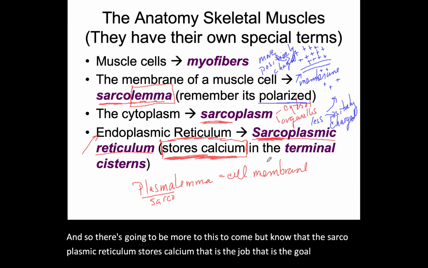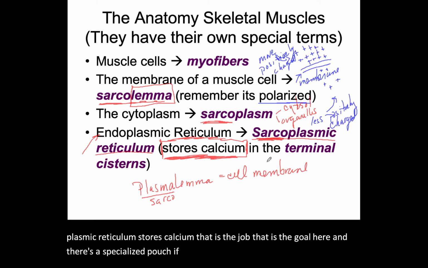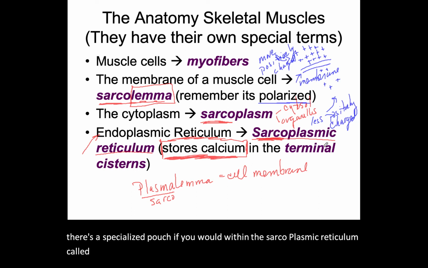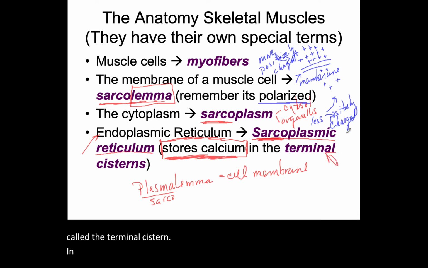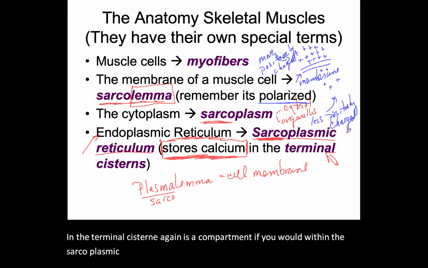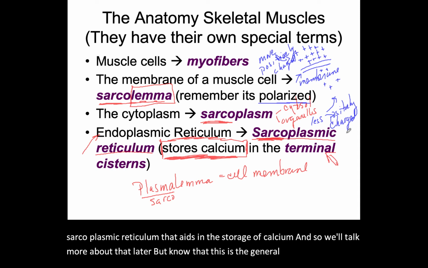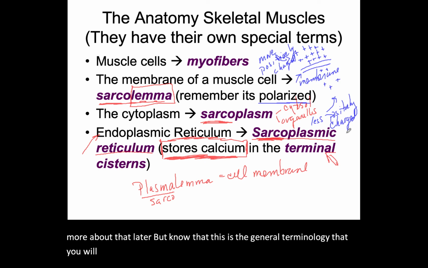And there's a specialized pouch, if you would, within the sarcoplasmic reticulum called the terminal cistern. The terminal cistern, again, is a compartment within the sarcoplasmic reticulum that aids in the storage of calcium. We'll talk more about that later, but know that this is the general terminology that you will see as we move forward.